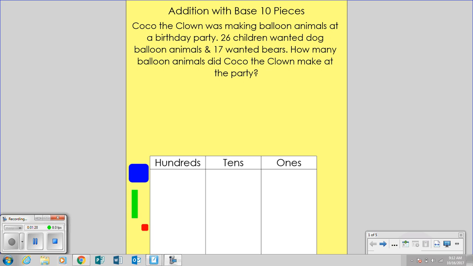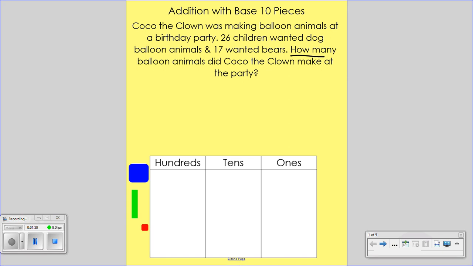Remember, to make an answer sentence, we really need to look at the question. How many balloon animals did Coco the Clown make at the party? Flip it. Use that RACE strategy we've been using. Make sure you have what you're counting in there. Sam, what's it going to be?